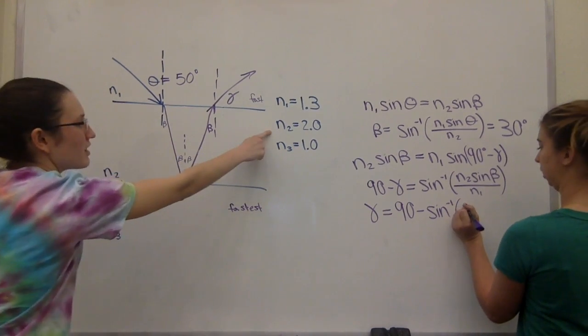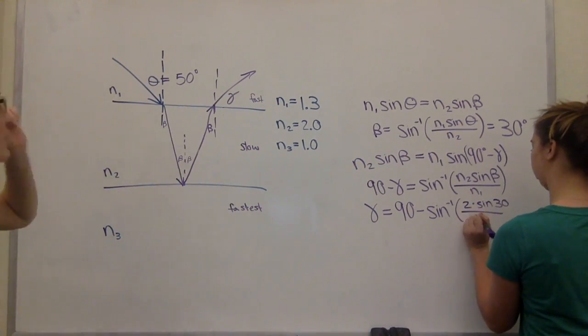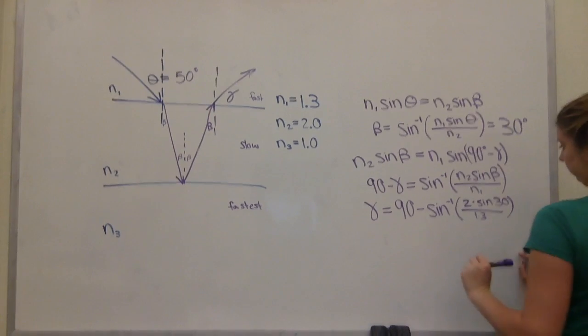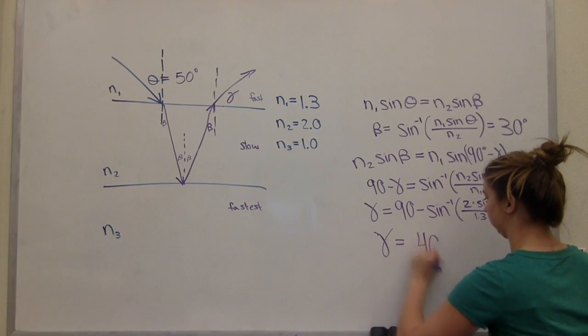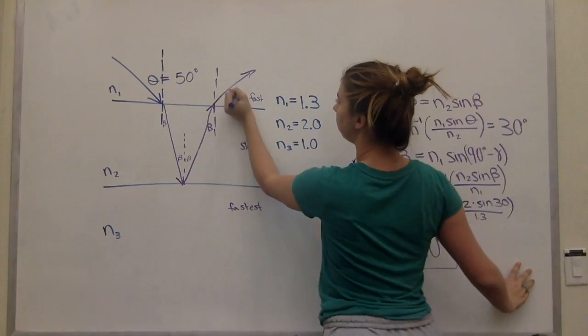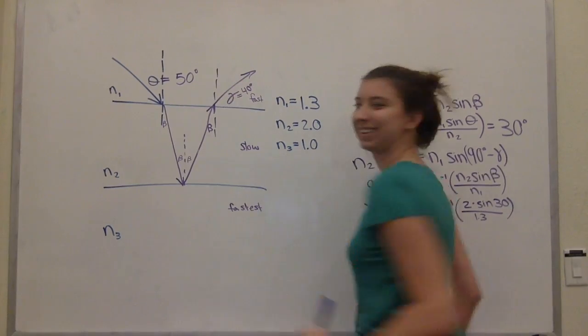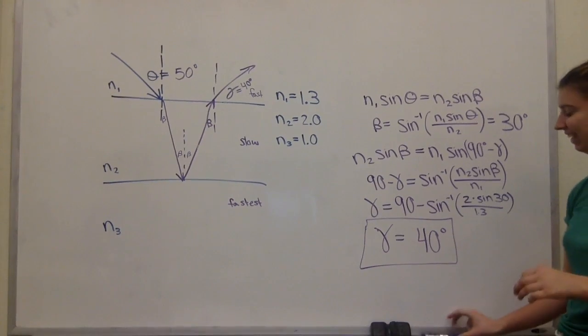When you plug in the values for n2, beta, and n1, you find that gamma is equal to 90 minus sine inverse of 2 times sine 30 over 1.3. And when that is solved, you get an angle of 40 degrees. So the light will exit n2 back into n1 at an angle of 40 degrees above the horizontal.